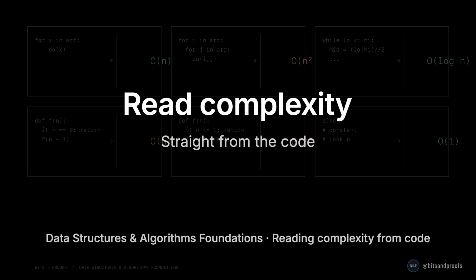Read complexity straight from the code. We've already learned what big O notation means and walked through the 6 classes. In this video, you'll learn how to look at a piece of code, any piece of code, and find its big O in a few seconds. By the end, reading complexity will be as automatic as reading English.